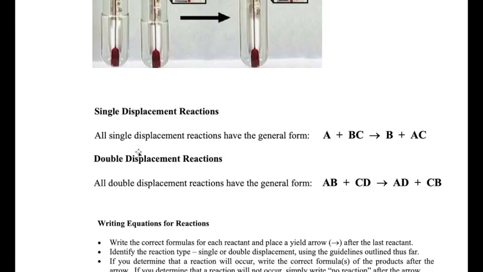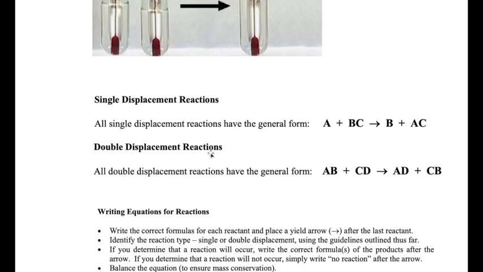In this lab, you're going to see both single displacement reactions as well as double displacement reactions. We learned about these in lecture, but I want to repeat again here that single displacement reactions are reactions where you have one element reacting with an ionic compound. So the formula of the element can be represented as A. The formula of the ionic compound is represented as BC. And what ends up happening is the element displaces or kicks out the cation in the ionic compound, making B, which is the element form of the cation, and then a new ionic compound, which is AC.